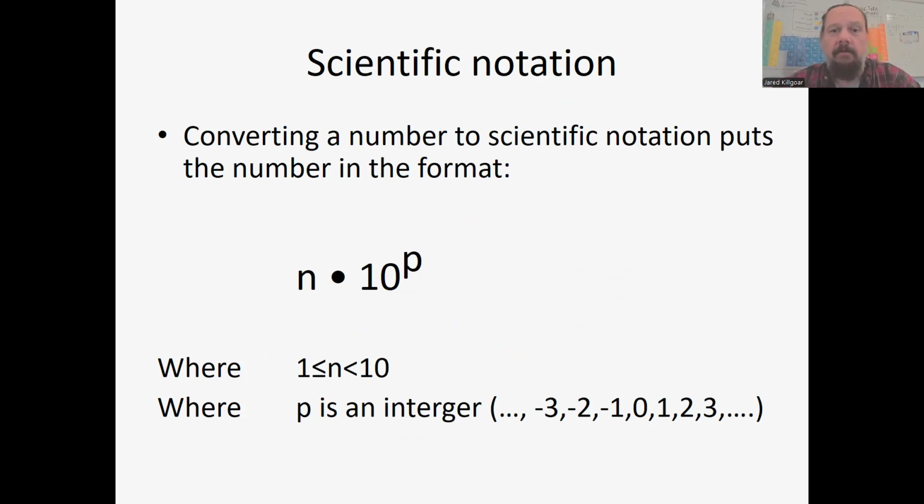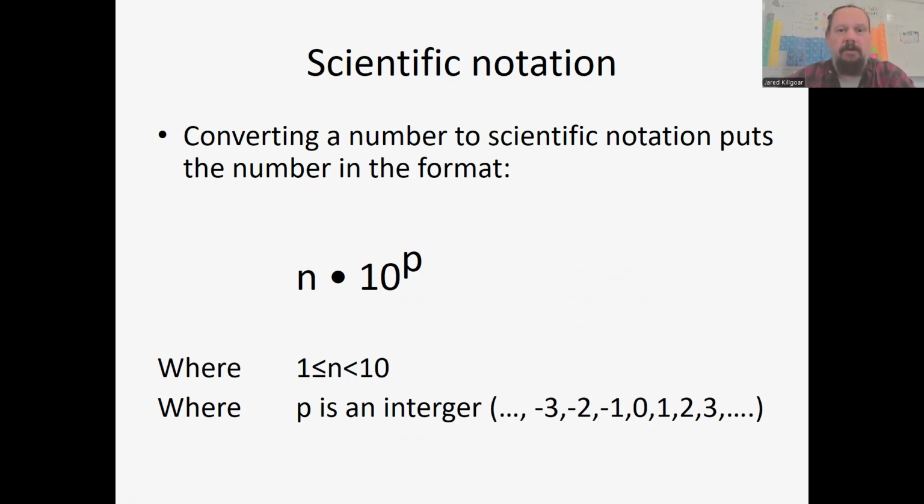So this is the format of a number in scientific notation. Rather than in your standard format, we're putting the number in a format of n times 10 to the p, where n is a number between 1 and 10, has to be less than 10, greater than or equal to 1, and p is an integer, a positive or negative whole number.